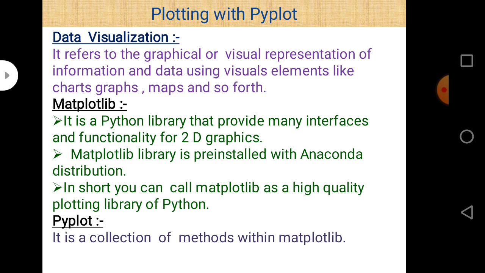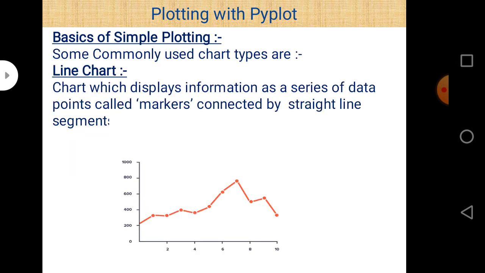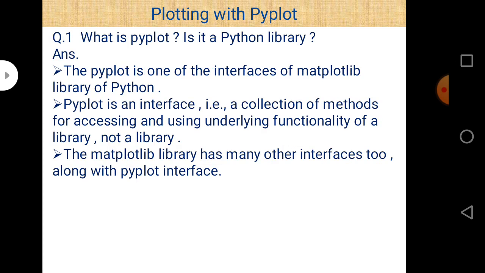So these are the three basic terms in this chapter, and there are three graphs: line chart, bar chart, and scatter chart. We have already discussed these in our previous lecture. In this lecture we are going to discuss question answers based on line chart, bar chart, and scatter chart. So first question is a theoretical question: what is pyplot? Is it a Python library?